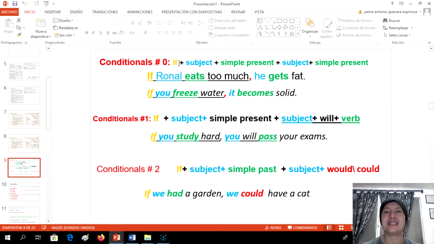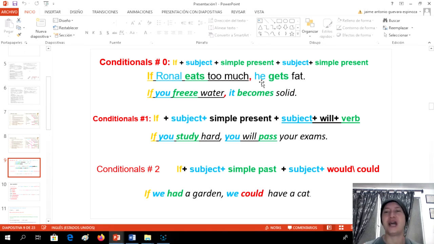If Ronald eats too much, he gets fat. Pay attention to the sentence. If is the word to introduce the conditional. After that, the subject. Second, the verb in simple present. Look at why the S, because it is third person. Ronald eats too much. The sentence is in simple present.